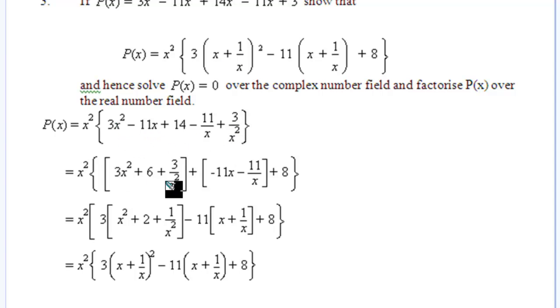So the 3x squared and the 3 over x squared. Now what we need to be able to do is realise that we want 3 outside of (x plus 1 on x) all squared. So that's why the 3's are going to be vital, because we're able to factorise it.